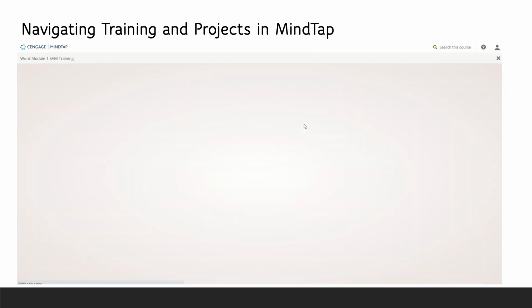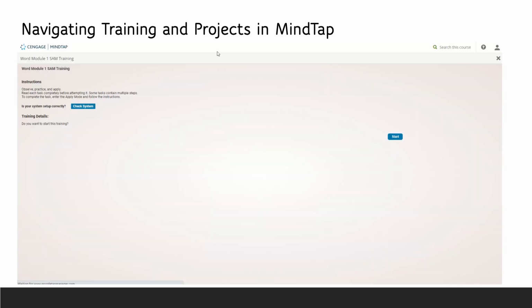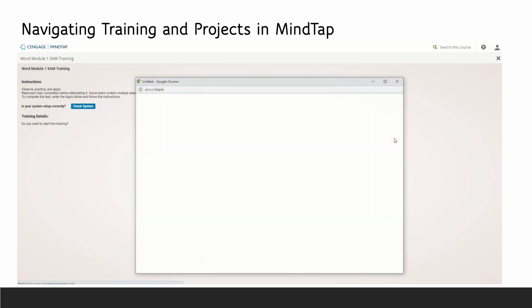The first thing you're going to notice when you go into the training is that you have 3 attempts for each task. The first thing you're going to want to do is check your system to make sure that everything is set up correctly. And I can see here that everything is good for me to move forward. Then I'm going to go back and start my task.